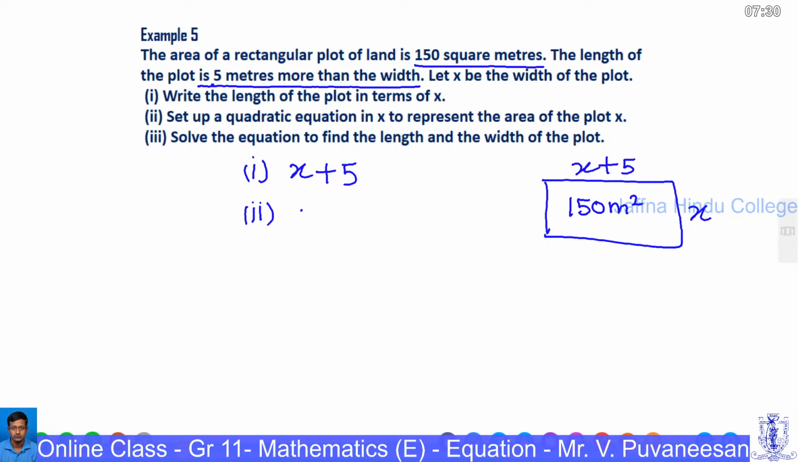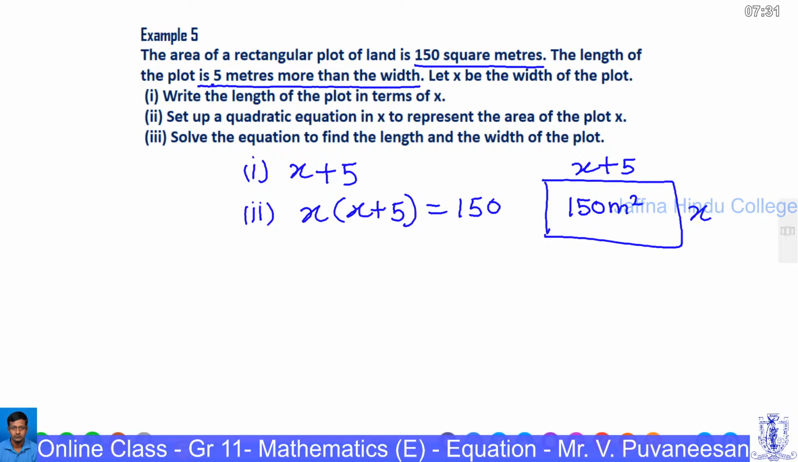So we put x into x plus 5 equal to 150. x into x plus 5, length into width equal area. They already say area is 150, so we put it as an equation. x into x plus 5 equal 150.